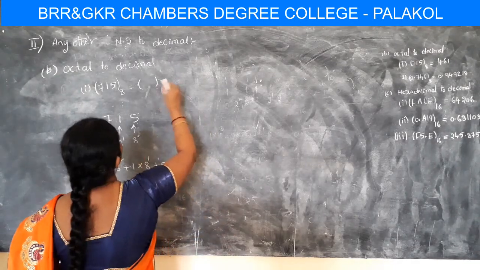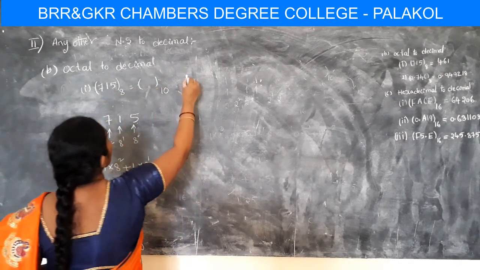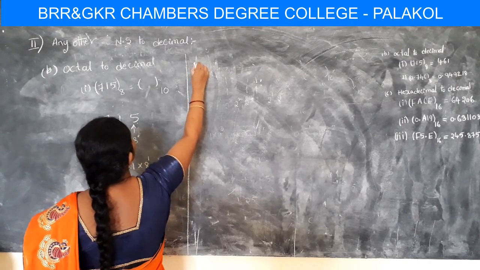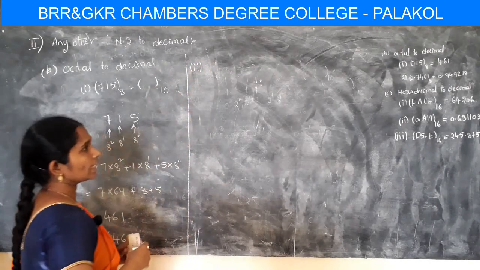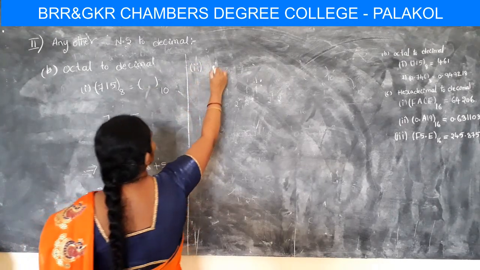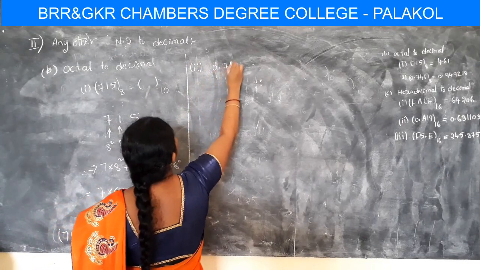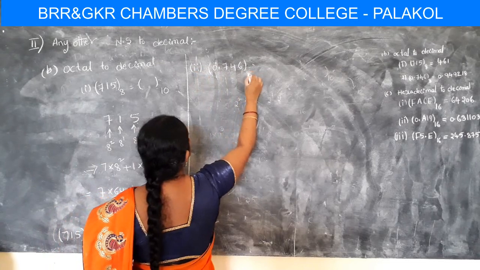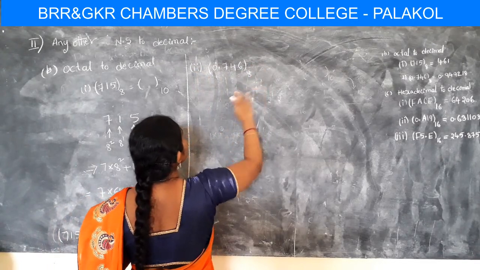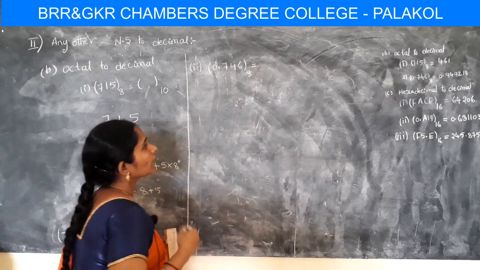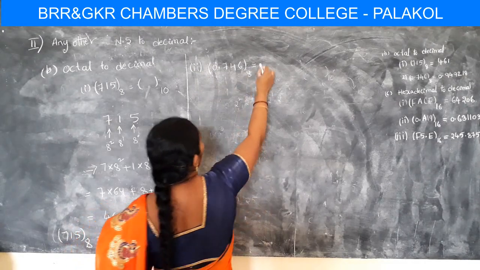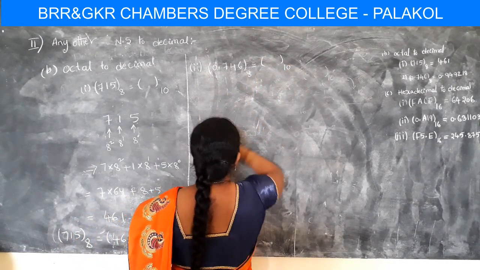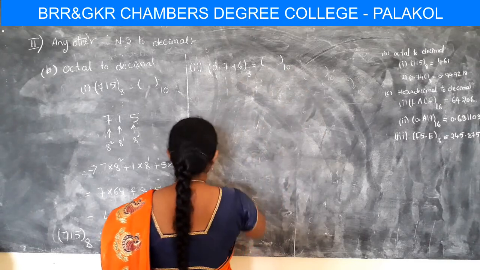So another one, this is the first problem, and the second problem is 0.746 to the base 8. Okay. So this number is converting into a decimal number.